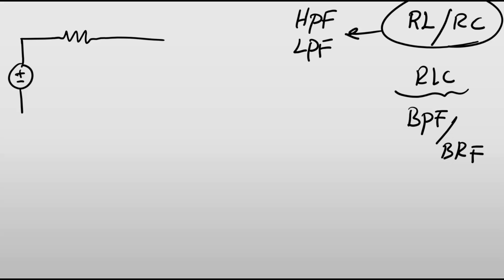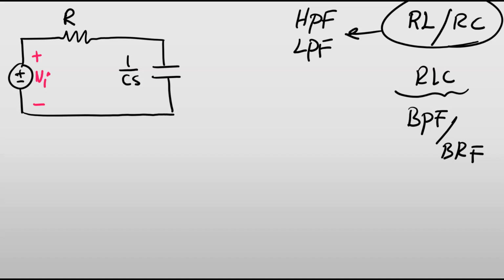I'm assuming that I have an RC circuit. Here I have R, and the impedance of the capacitor is 1 over CS. Then VI is the voltage of my input source, and let's assume that VO is the voltage of my output.